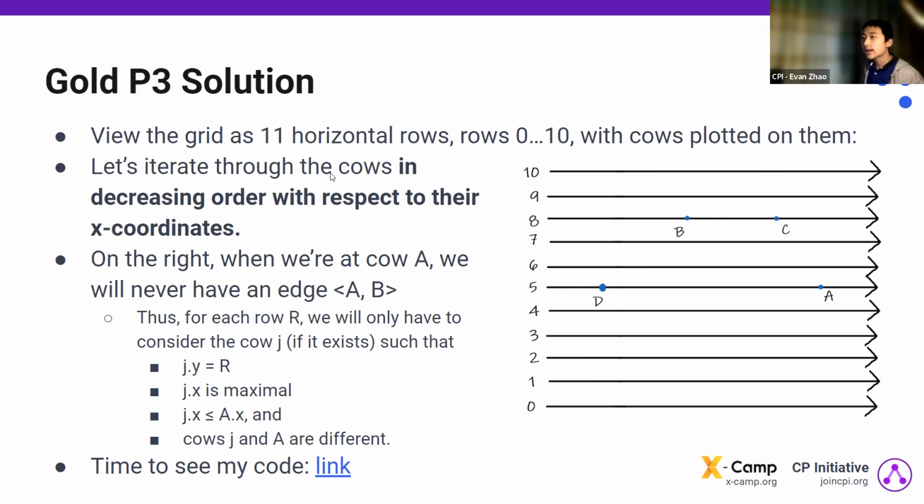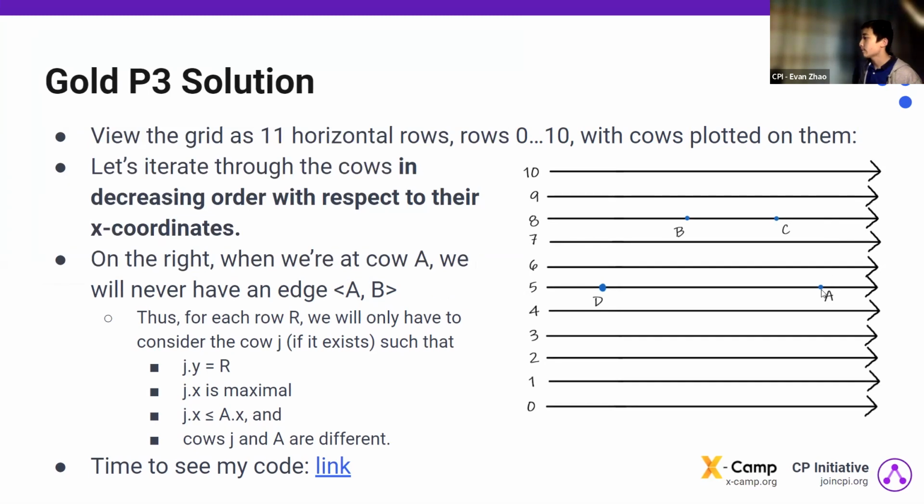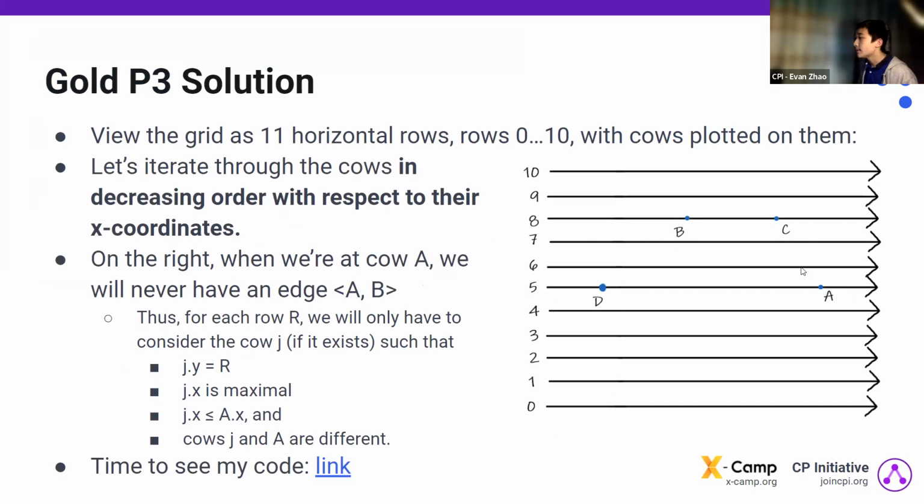Let's iterate through the cows in decreasing order with respect to their x coordinates. We're going to go through each cow, in this case A, C, B, and D. On the right, when we're iterating and we're at cow A, we will never have an edge AB. Like I said here, if B and C are on the same level and A is on the right side of C, or on top of C, or below C, then we will never have the edge AB. This applies here.